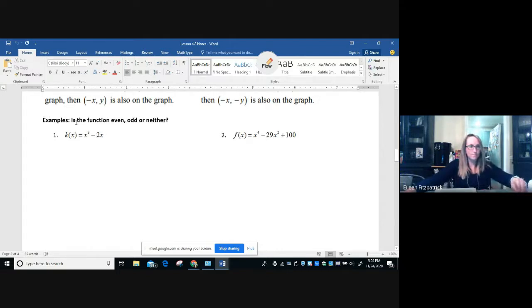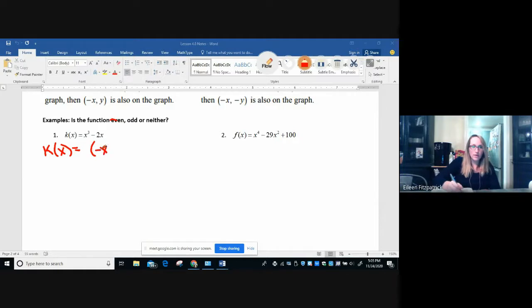All right, is the function even, odd, or neither? So all you have to do for these is, as I said, replace all the x's with a negative x inside a set of parentheses, and then simplify and evaluate to see what happens. All right, so I'm going to have k of x equals, and then instead of x, I'm going to have negative x raised to the third minus 2 times negative x. Okay, so when I clean that up, if I have a negative and I'm raising it to the third power, so it's negative x times negative x times negative x, it's going to stay negative, right? If you multiply a negative 3 times, it stays negative. A negative times a negative is a positive 2x, okay?